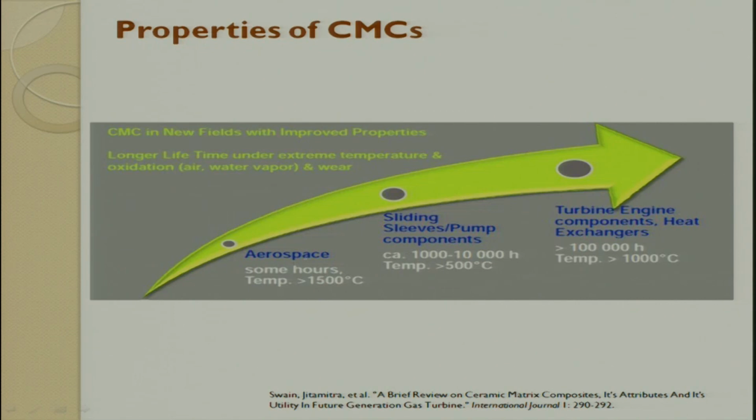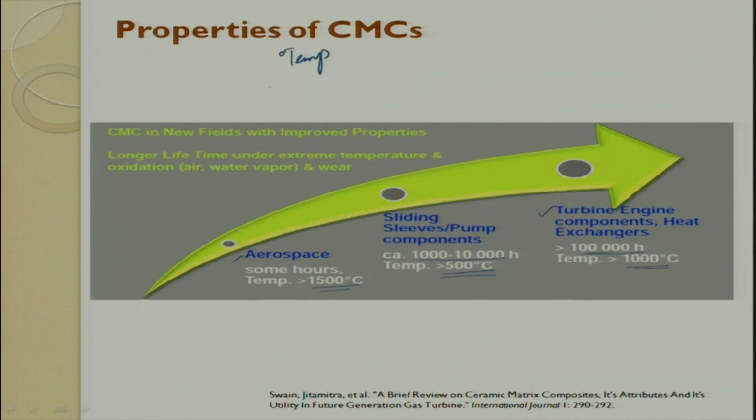So, the property of ceramic matrix composite, it is exhaustively used in aerospace industry and turbine engine. In an aerospace engine, the temperature we talk about is above 1500 degrees Celsius, here it is above 1000 degrees Celsius, and in turbo engine components or heat exchangers it is expected to work for 10,000 hours. Okay. And when you have a sliding and a sleeve or in pump components, the temperature will go up to 500 degrees Celsius, the working hours is going to be from 1000 to 10,000 hours.